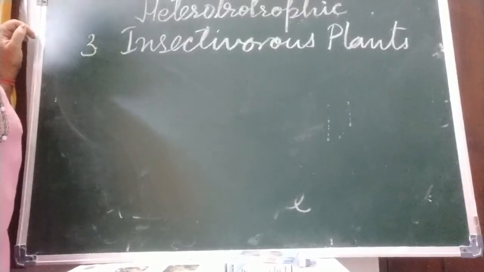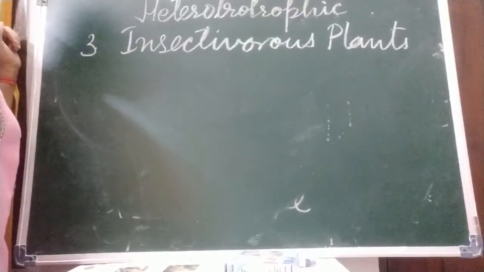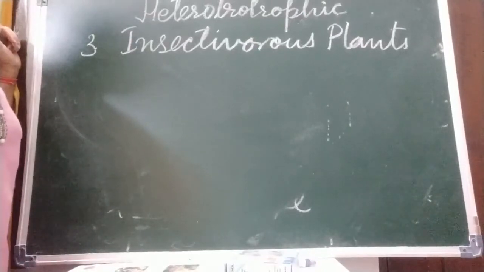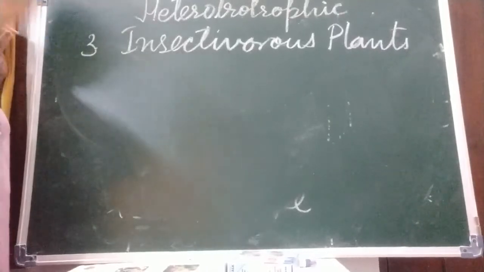Insectivorous plants are the ones that derive some or most of their nutrients by trapping and consuming animals, mainly insects. Where do they grow? They grow in areas where there is a deficiency of certain nutrients like nitrogen. Four examples are there.